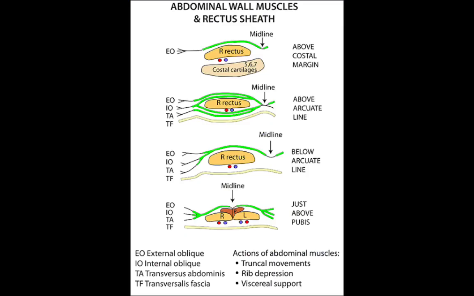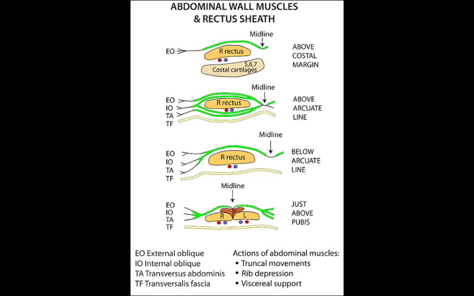Now, below the arcuate line, the posterior wall is deficient and the rectus muscle lies directly on the fascia transversalis, which separates the rectus abdominis muscle from the extraperitoneal tissue and the parietal peritoneum.